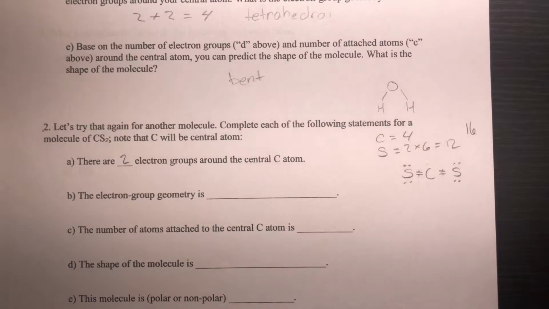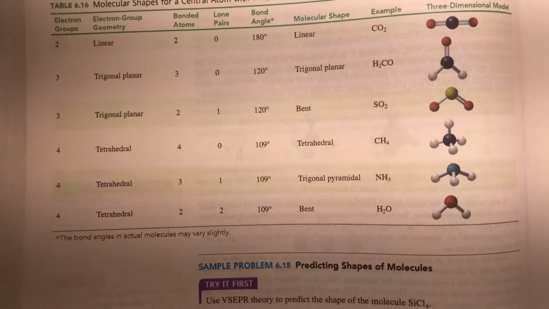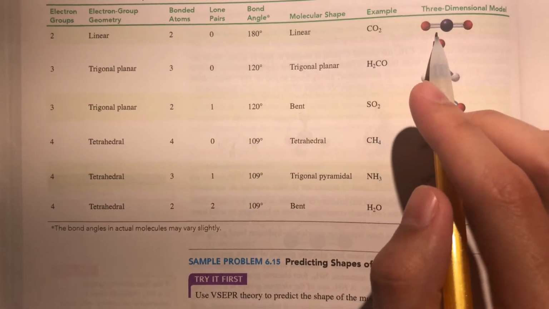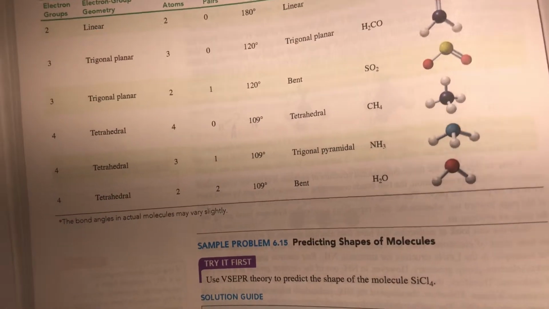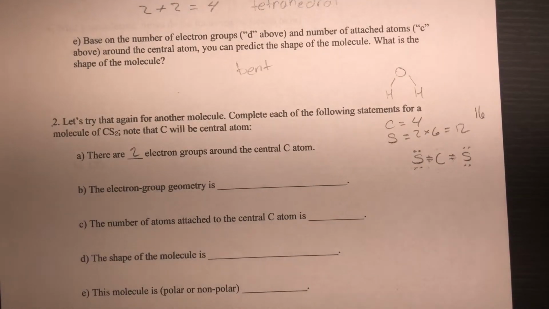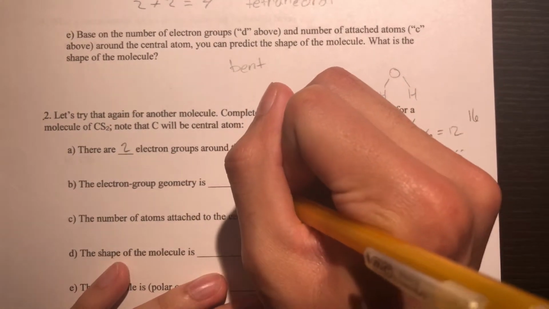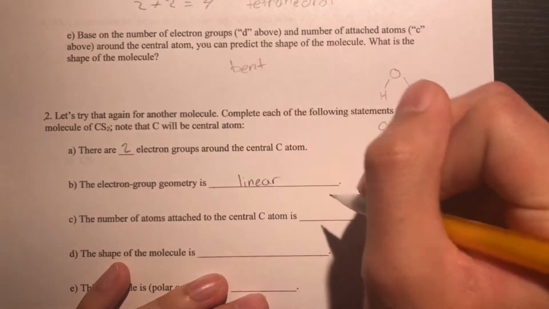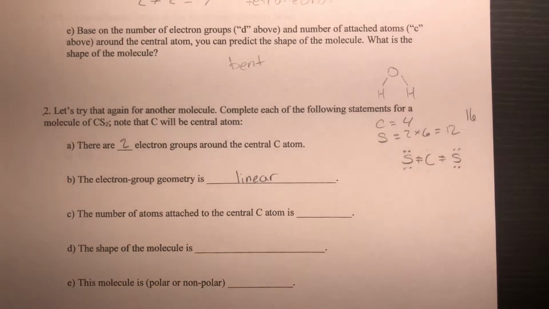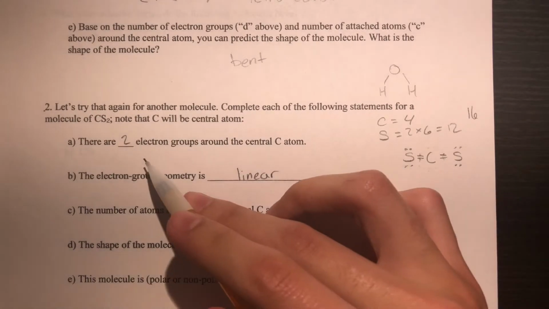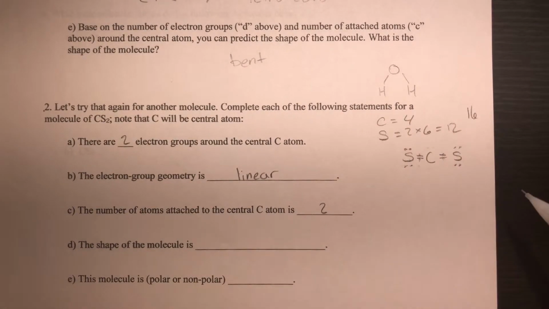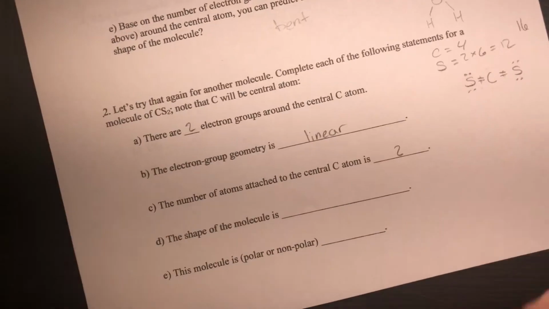Now, here's a book one more time. A linear looks like this. The central atom and the 2 atoms on the side. That's how it looks. So the number of atoms attached to the central atom is 2. Same thing as the electron groups over here, sulfur. Its shape of the molecule is linear.